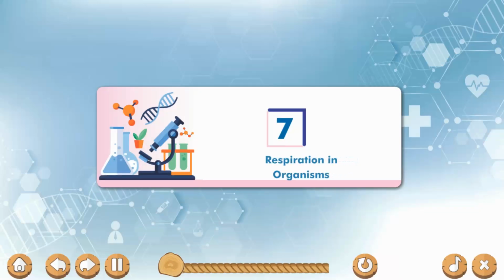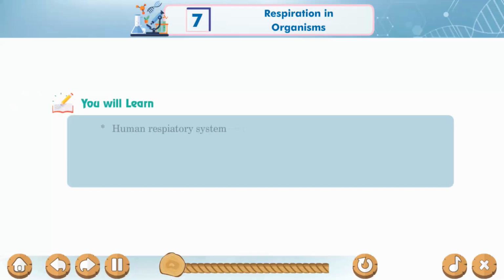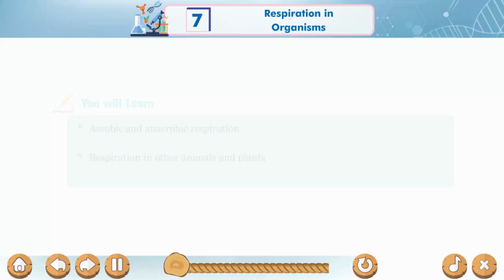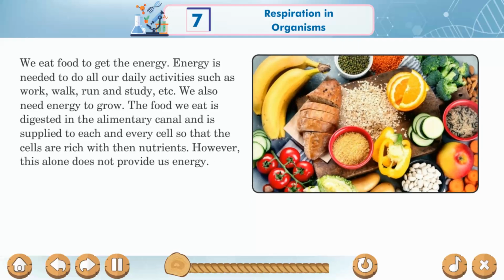Chapter 7. Respiration in Organisms. You will learn human respiratory system, differences between photosynthesis and respiration, aerobic and anaerobic respiration, respiration in other animals and plants.